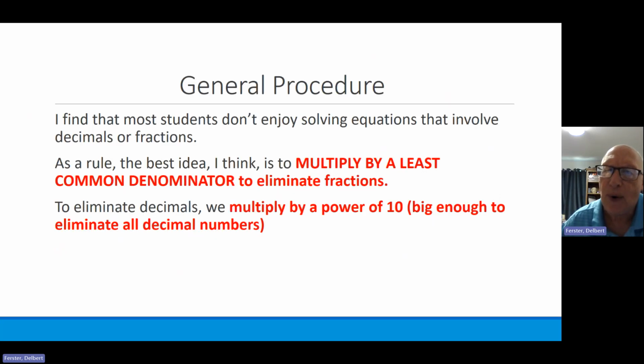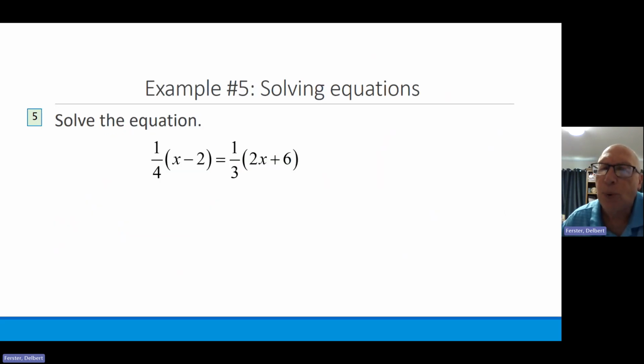For most students, I think fractions are more of a pain in the neck than decimals are, simply because your calculator handles decimals pretty well. Your calculator may or may not handle fractions as well, because not every fraction turns into a clean terminating decimal. So my approach to solving problems that have fractions in them is to multiply by something to make the fractions clear out. And it's not rocket science.